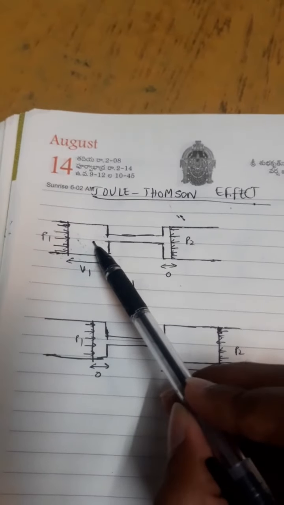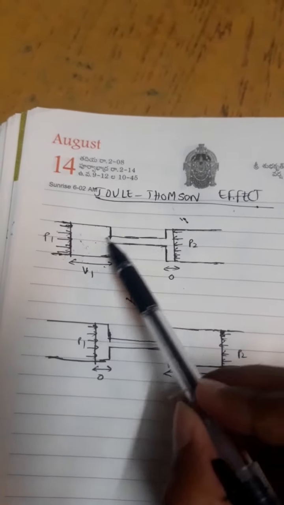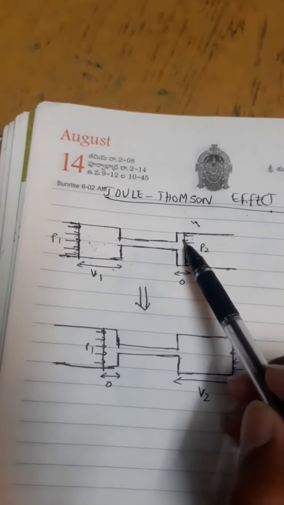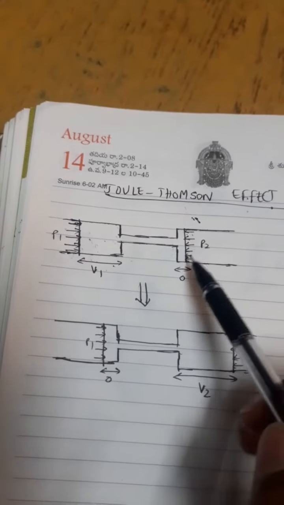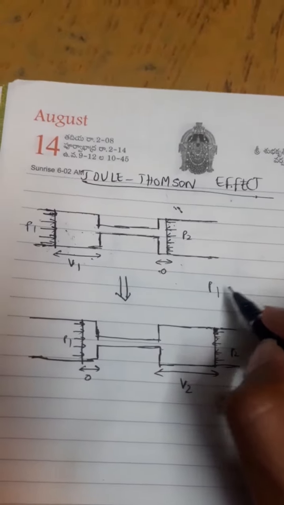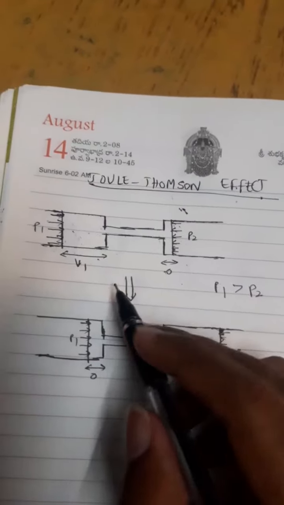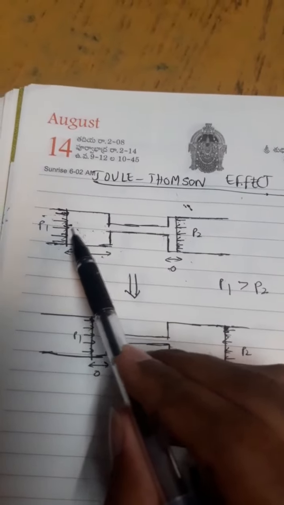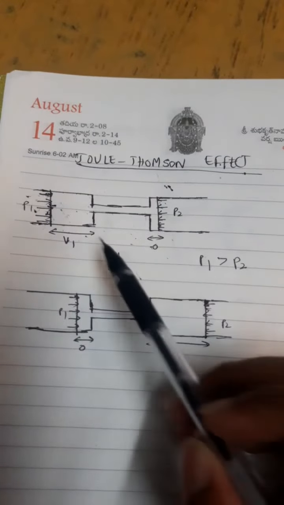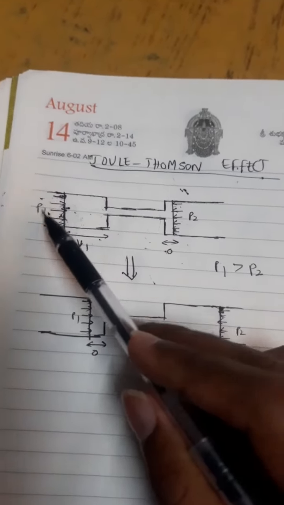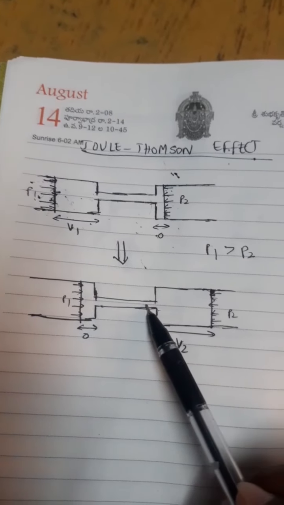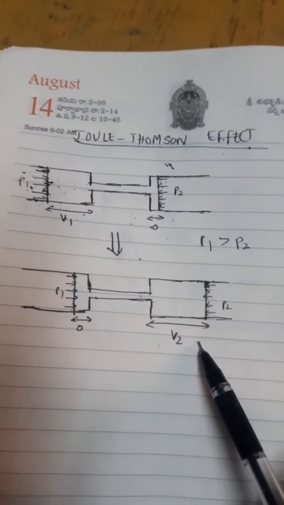We allow this gas to expand into the narrow section, and in cylinder 2 we have a piston and we constantly apply a pressure of P2 over here. Let us assume that pressure 1 is greater than pressure 2. That means we are giving a greater pressure to piston 1. So eventually this gas, due to the high pressure of P1, will be forced through the narrow pipe and will expand to a final volume of V2 over here.